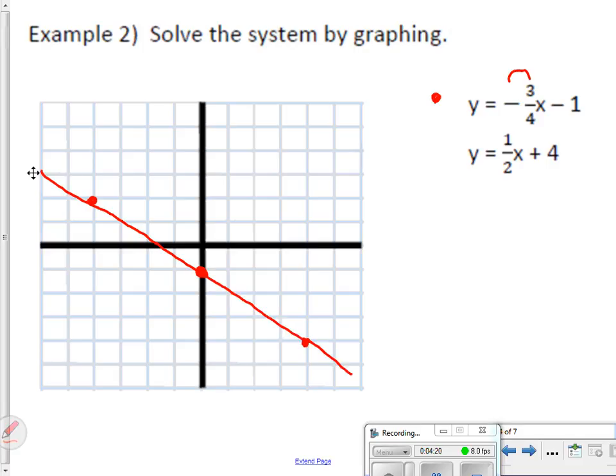That's going to be the graph of our first equation. Now, let's look at the second one in blue. We know that we have a y-intercept of +4, so we go up 1, 2, 3, 4. Here's our y-intercept.